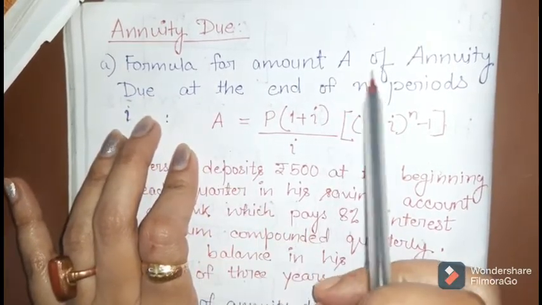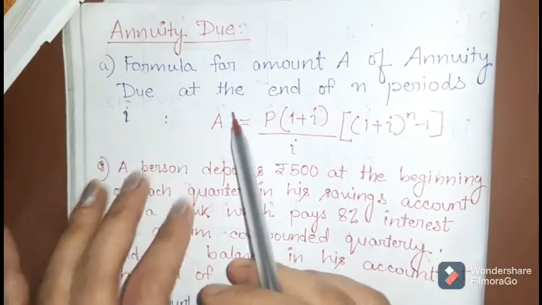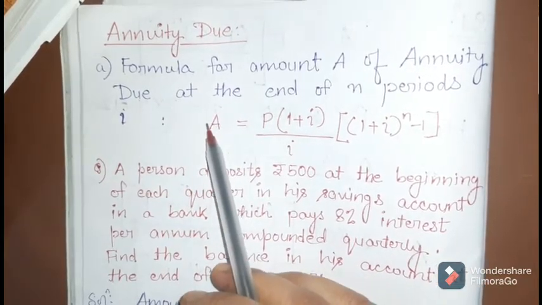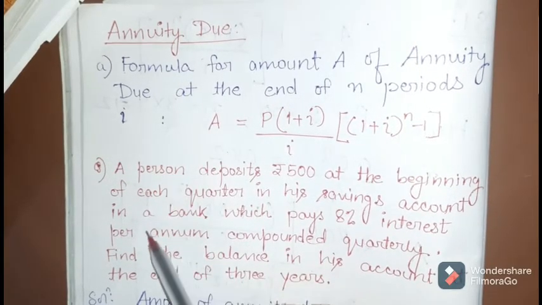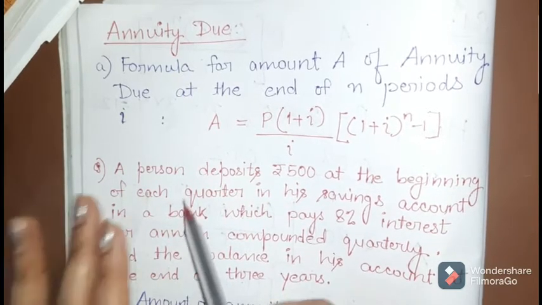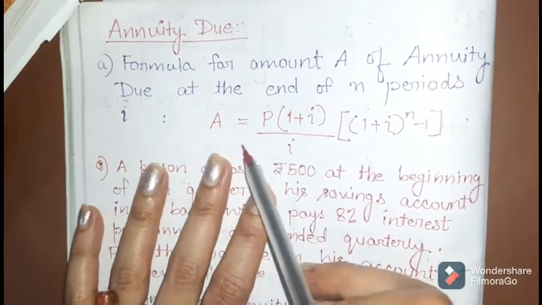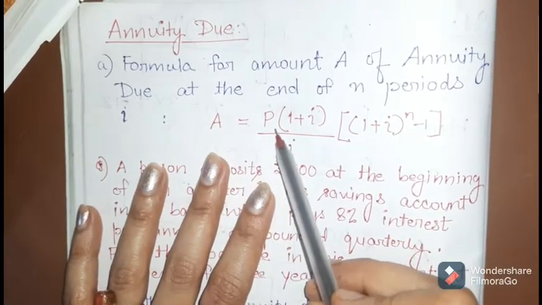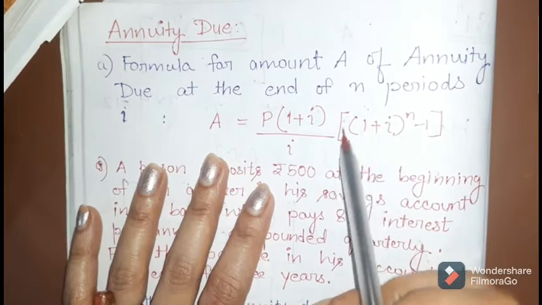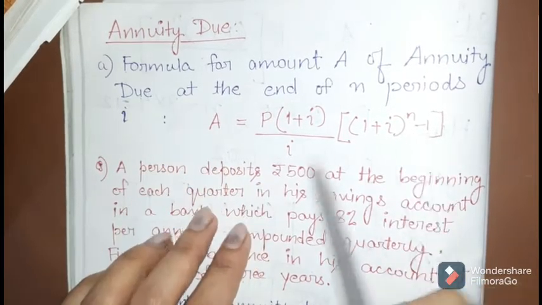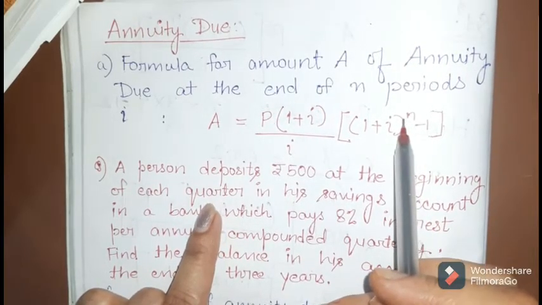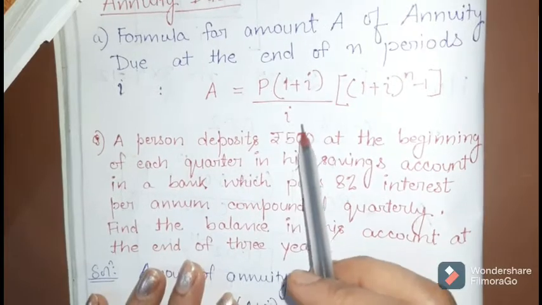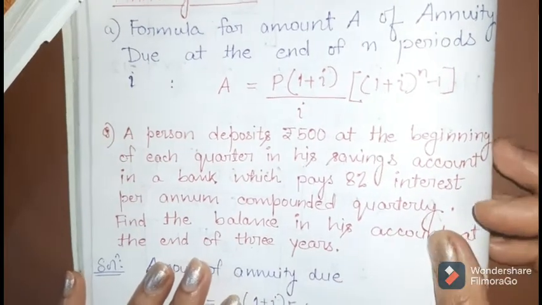The formula for an amount A of annuity due at the end of n periods: for the time period we are depositing our money, at the end of that period we will get the amount that is called annuity due. So we have a particular formula for this. A equals P(1 + i) divided by i, bracket (1 + i) to the power n minus 1. Here P is the principal amount, i is the rate, n is the time period. So using this formula we have to solve various problems.